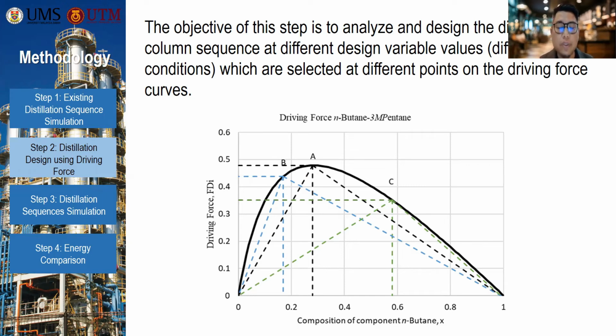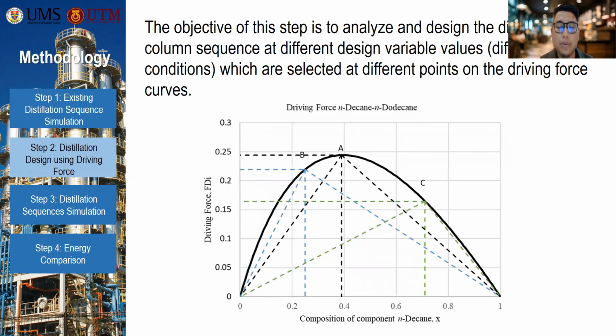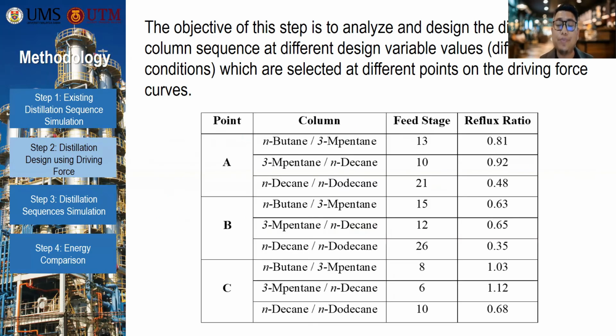This is an example. This is the driving force plot for splitting number 1, this is for splitting number 2, and this is for splitting number 3. Once we have obtained these several designs, we calculate the individual minimum reflux ratio, real reflux ratio, as well as feed location. Once we identify and justify the values, including the product purity values, this is the result for all the designs available here for the feed stage and reflux ratio. Then from this we resimulate.